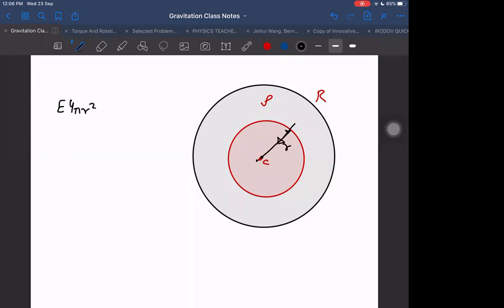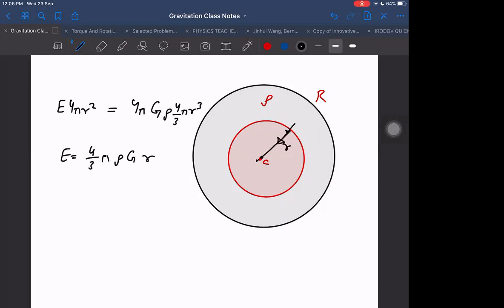Imagine a Gaussian sphere of radius r. E into 4 pi r square is equal to 4 pi into G into the mass enclosed. What is the mass enclosed? Rho into 4 by 3 pi r cube. So I can write E as 4 by 3 pi rho G r.